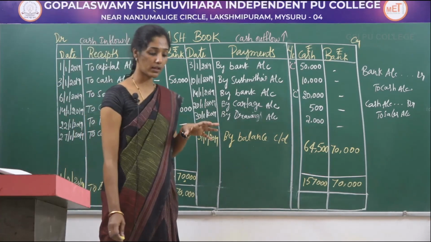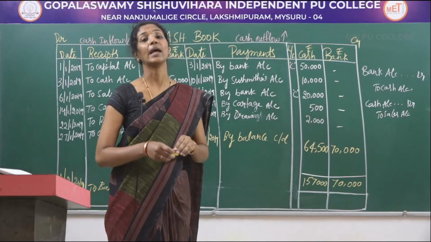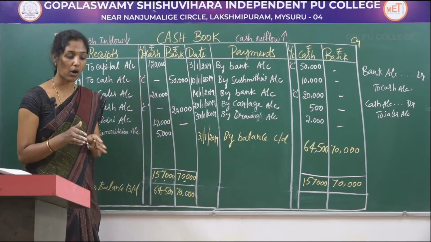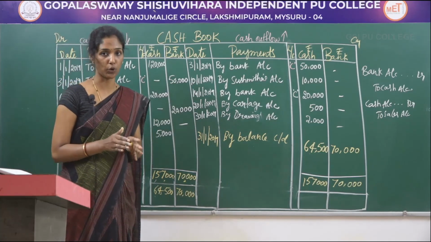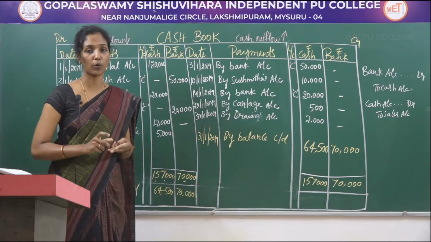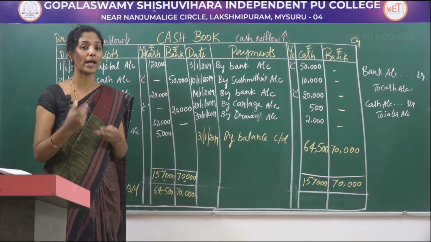So the cash book is prepared only to know the position of the cash account as well as the bank account in one single cash book. So in one single cash book, we can know the actual position of the cash account and the bank account.